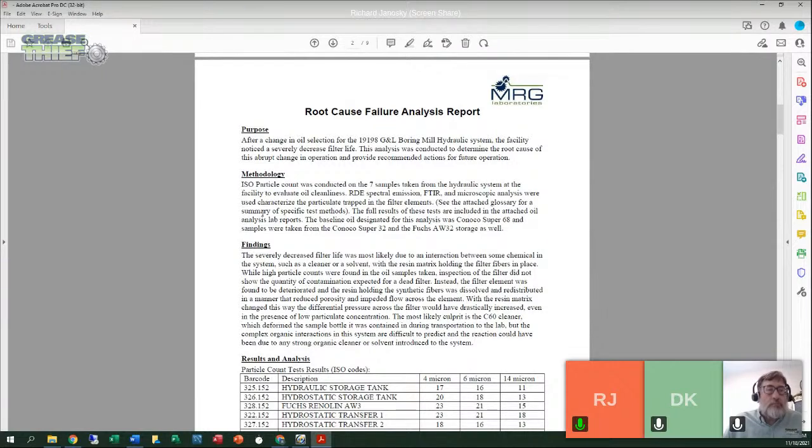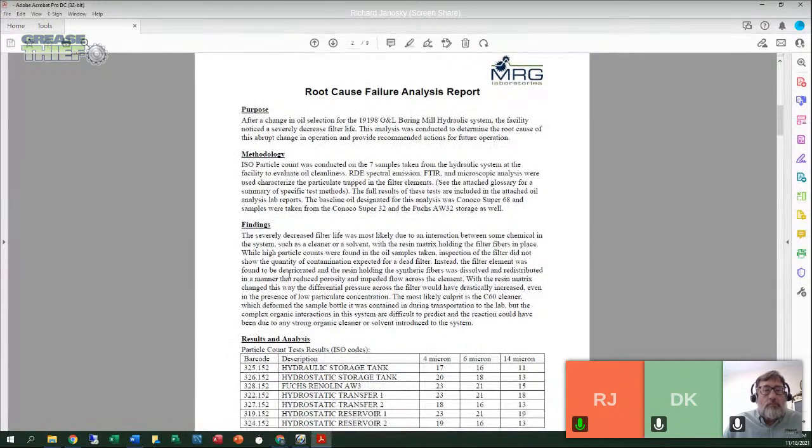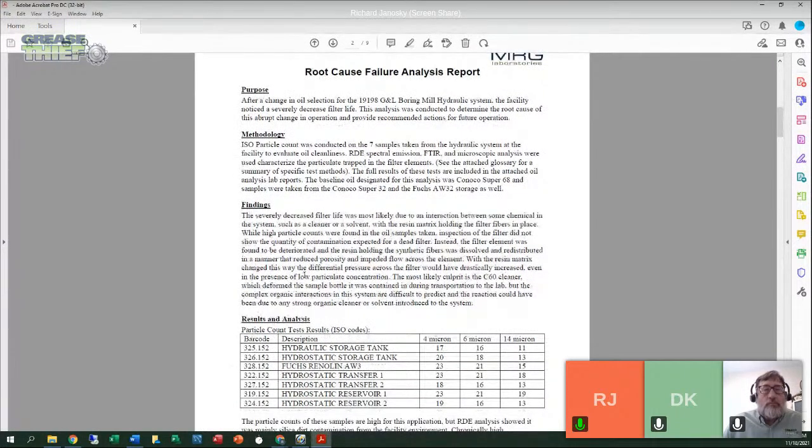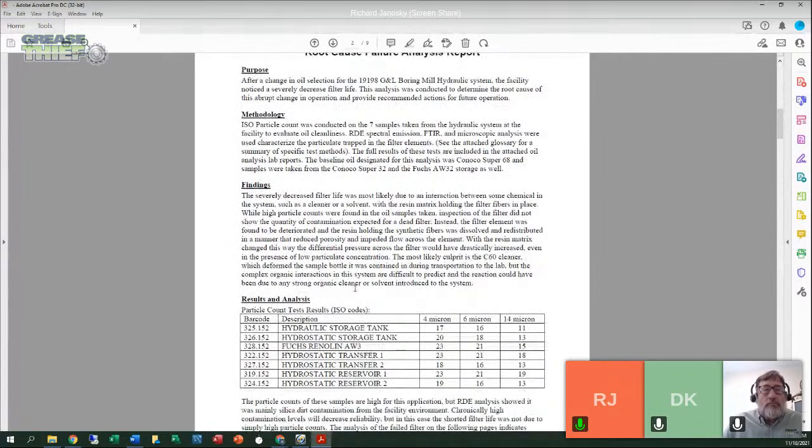Here, you heard Dylan mention there's FTIR analysis. We're doing our RDE analysis for elemental levels, microscopic analysis to characterize particles, as well as looking at the filter itself. All these results are put into our report. Then next we get into our findings, talking about the decreased filter life, likely due to the interaction of the chemicals in the system, such as the cleaner or solvent.